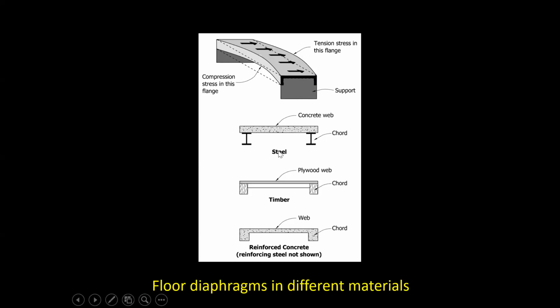And so if we are using steel structure, like this would be the concrete floor, and this would be the chord of the diaphragm. This is a normal reinforced concrete diaphragm. The floor slab, and this is the perimeter beam that is also called a chord of a diaphragm. And so floor diaphragms can be in different materials.